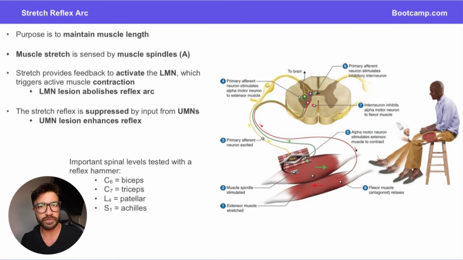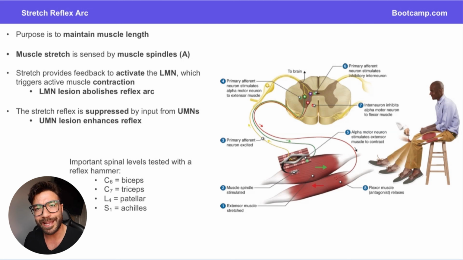So what is the purpose of the stretch reflex arc? Well, it is to maintain muscle length. And how does it do that? Well, when the muscle stretches, we have sensory afferent fibers, which are going to send a signal back to the spinal cord, which will then synapse on the lower motor neuron for that muscle, which will then stimulate that alpha motor neuron to go and contract that muscle to make sure that muscle is not overstretched.